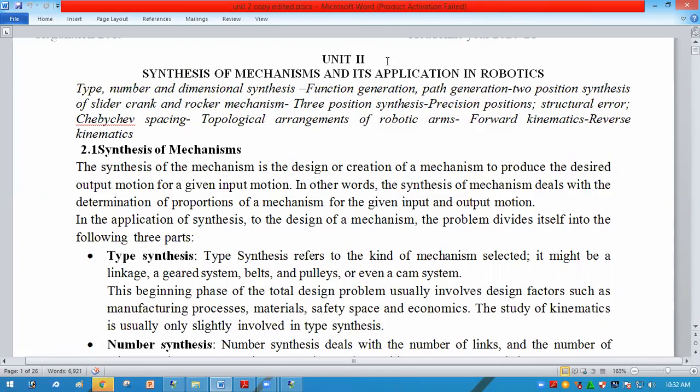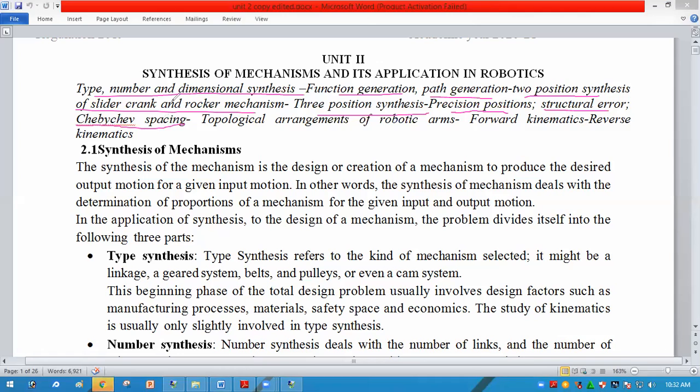That is synthesis of mechanisms and its application in robotics. So we have completed what is type, number, and dimensional synthesis. Then what is function generation, what is path generation, what is two position synthesis of slider crank and rocker mechanism, what is three position synthesis, what do you mean by precision positions, and what is structural error. So we have completed almost 50% of the unit, and the only topic that is left out is Chebychev spacing. So now we are going to discuss Chebychev spacing.